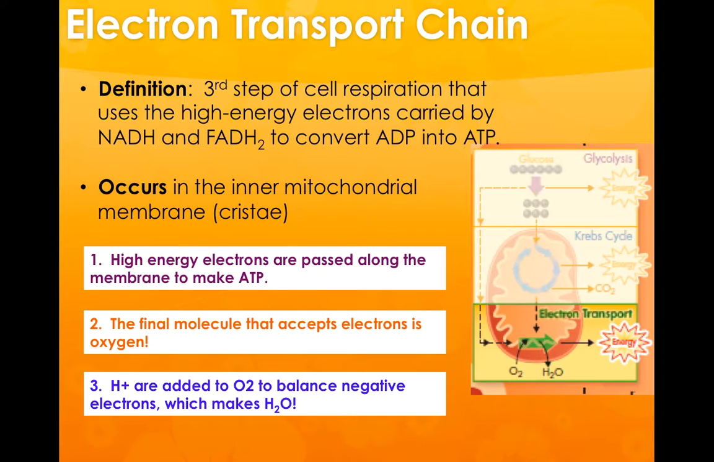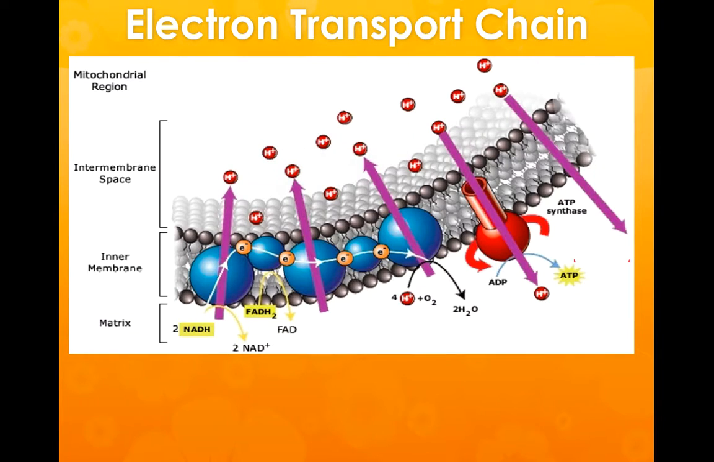Okay, the final thing is that when oxygen picks up electrons, it becomes negative. So hydrogen ions, which are positive, are added to the oxygen to balance out those negative charges brought by the electrons. So when you add two H's to one oxygen molecule, that makes H2O, which is, of course, water.